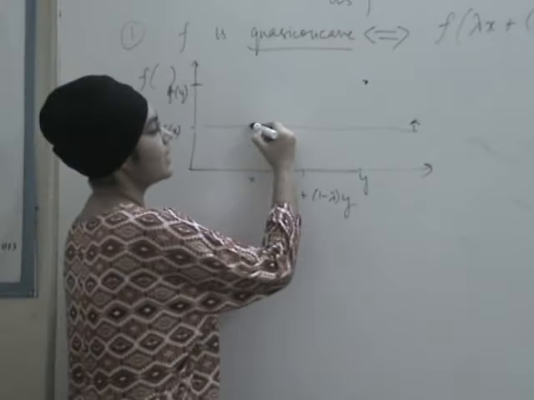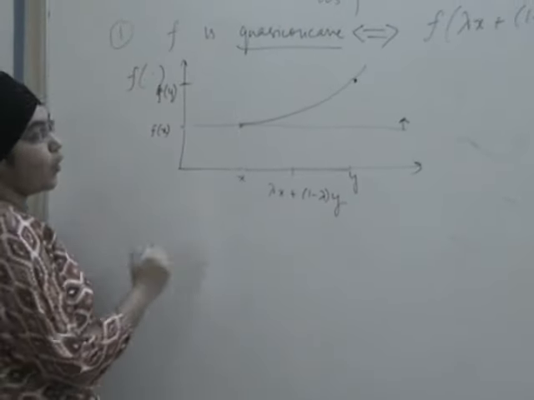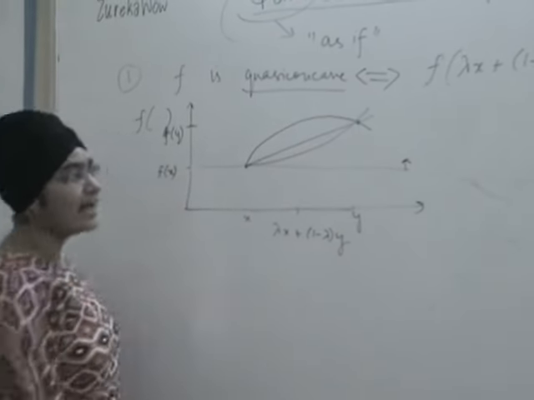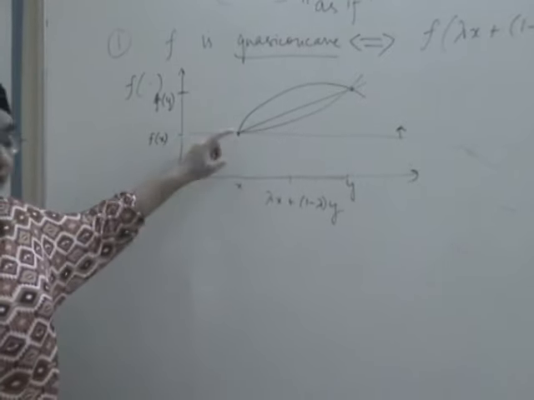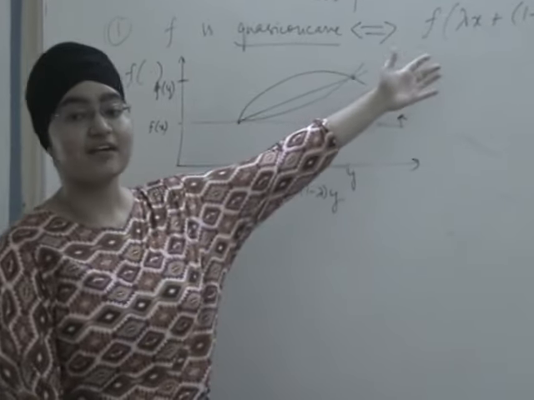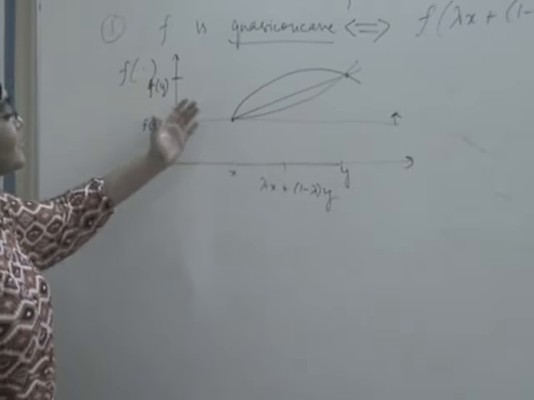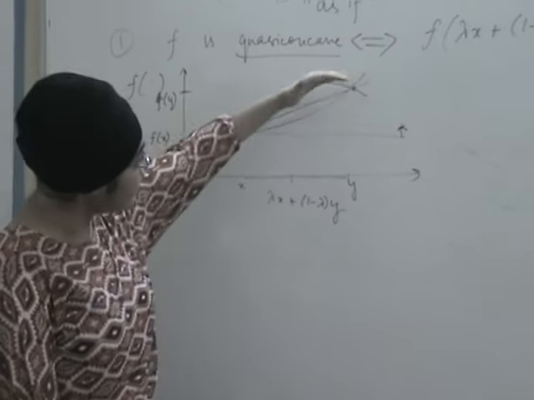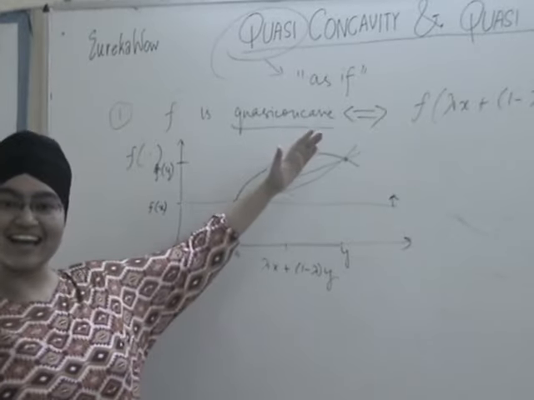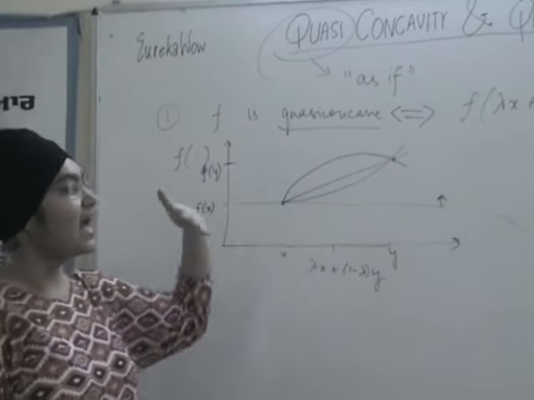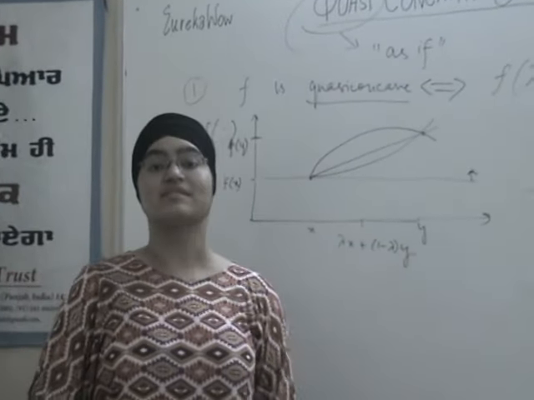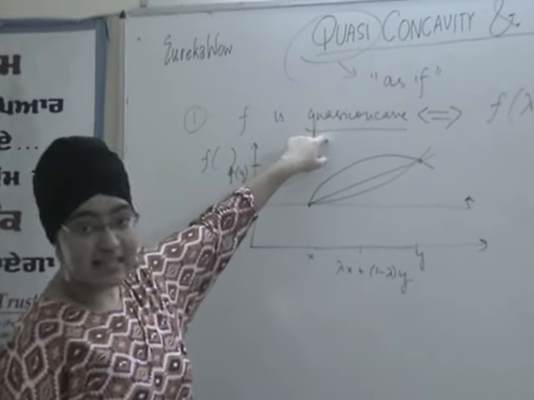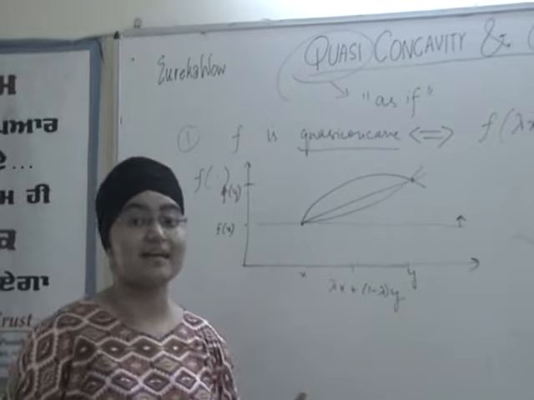So what does this mean? My graph can look like this, or my graph can look like this, or it can look like this. It can look any way, just that it shouldn't come below this point. It should always lie higher than the minimum. So isn't it beautiful? Now I am calling this a quasi-concave function, but it can be concave, it can be convex, it can be a straight line. So that's the beauty of quasi-concavity. It's a weak notion and a much more permissible notion than concavity. So clearly you can say a quasi-concave function need not necessarily be concave.